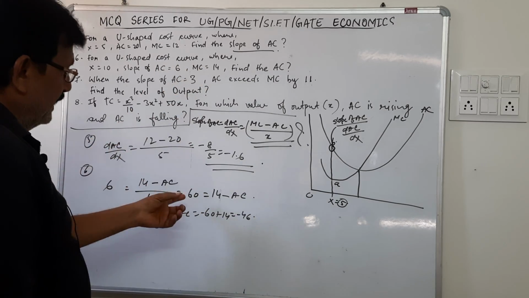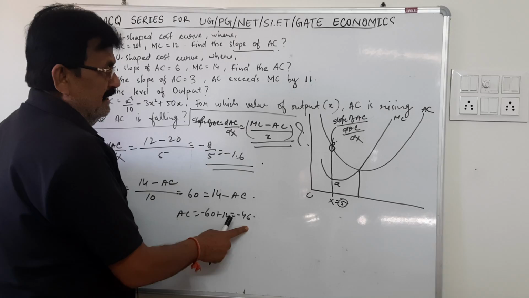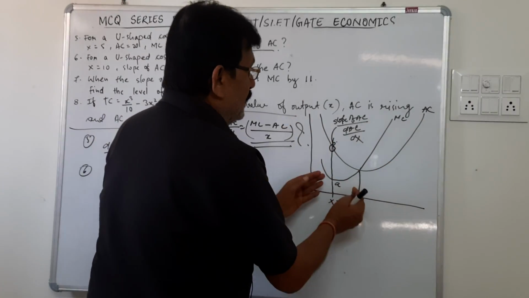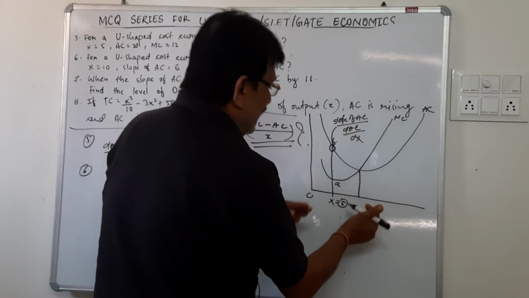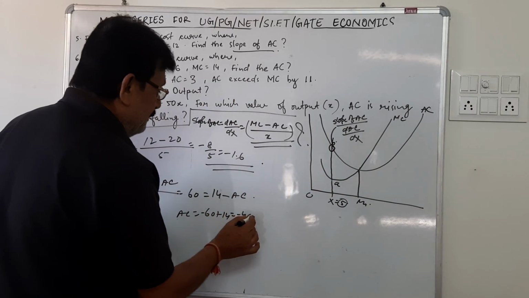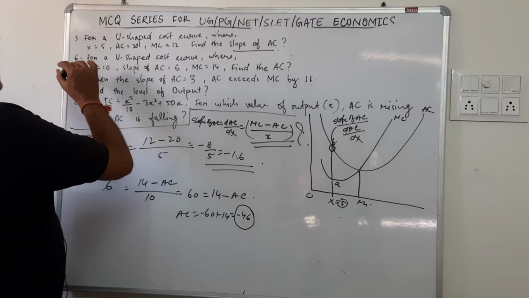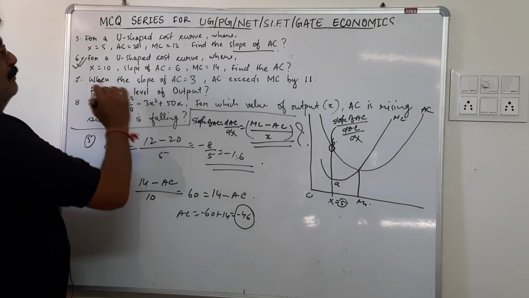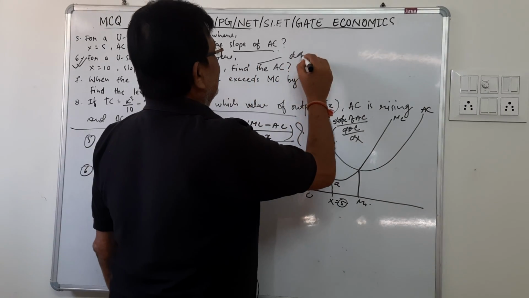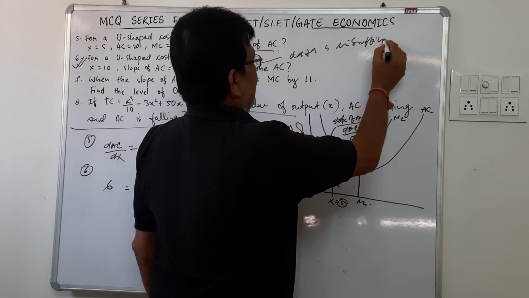Definitely the data is somewhere insufficient because AC is turning out to be negative, which should not be negative. AC has to be positive, whether it is to the right of the minima or to the left of the minima, that has to be positive, but this turns out to be negative. So there is some data insufficiency in this. Such types of questions are also asked in the exam.